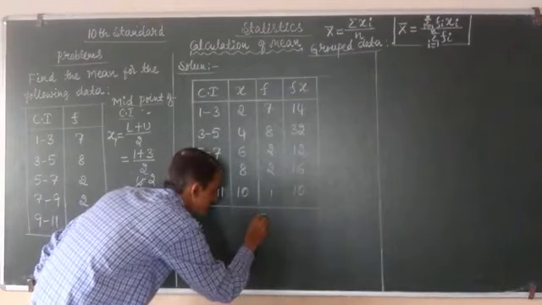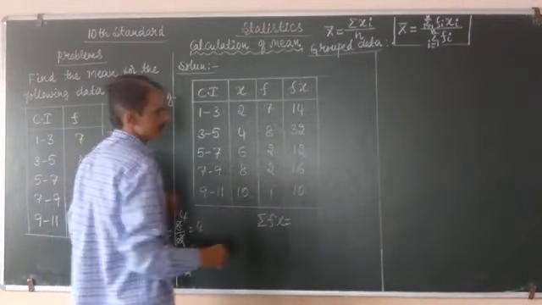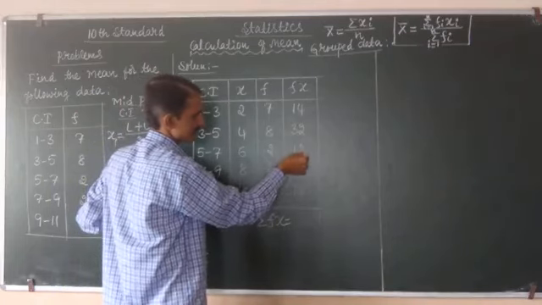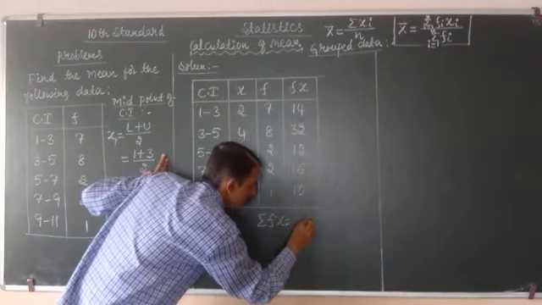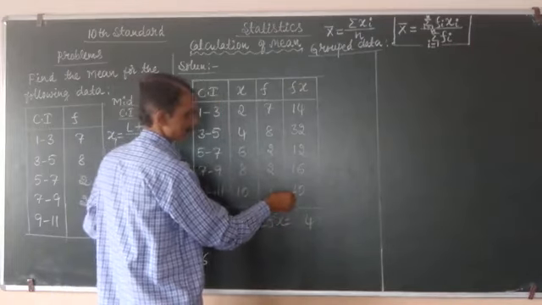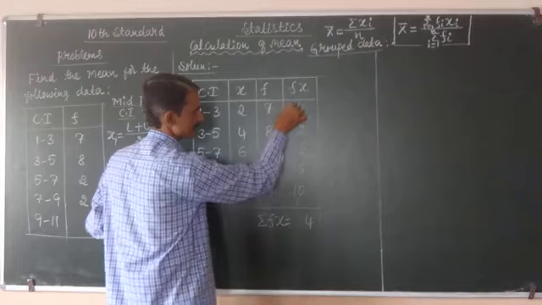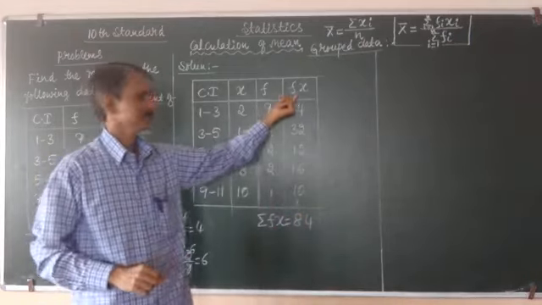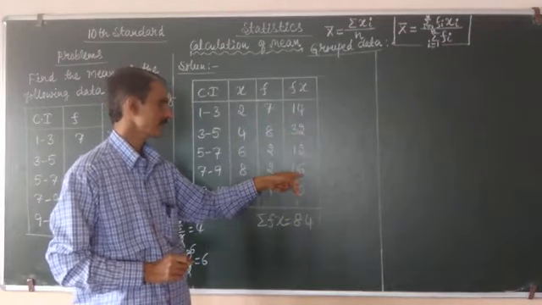Sigma fx equals, so add the unit place. 0 plus 6 is 6, 6 plus 2 is 8, 8 plus 2 is 10, 10 plus 4 is 14, 4 and 1 carry, 1 plus 1 is 2, 3, 4 plus 3 is 7, 7 plus 1 is 8. The sum of fx will be 84.